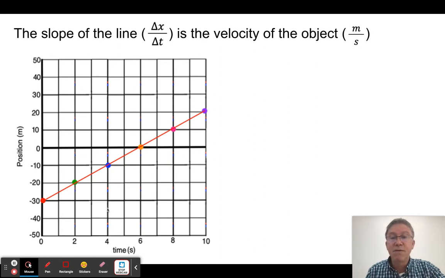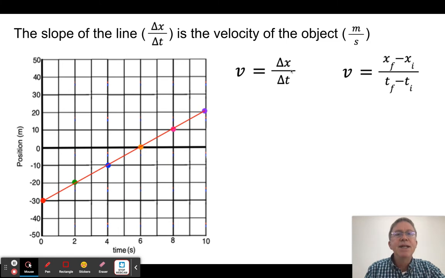So on a position versus time graph, this slope is how fast that object is going. All right, so remember, velocity is the change in position over change in time. Well, this is a position versus time graph, so its slope is telling me that velocity. Now, keep in mind that delta means final minus initial. It's really important that you keep that in mind. It's not initial minus final, it's final minus initial.